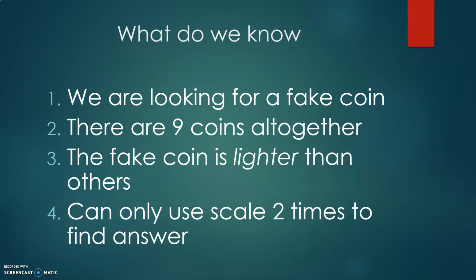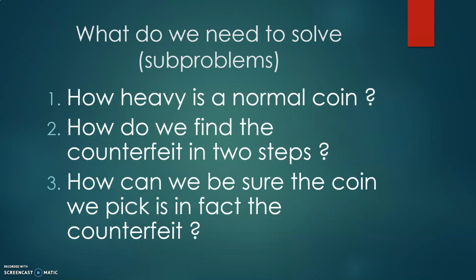So from this question, what we do know is that we're looking for a fake coin. There are 9 coins altogether. The fake coin is lighter than the others, and we can only use this scale 2 times to find the answer. So breaking it down, there are a couple of subproblems within all of this as well. We need to know how heavy a normal coin is. How do we find the counterfeit only using the scale 2 times? And how can we be absolutely positive that the coin that we do pick is in fact the counterfeit?